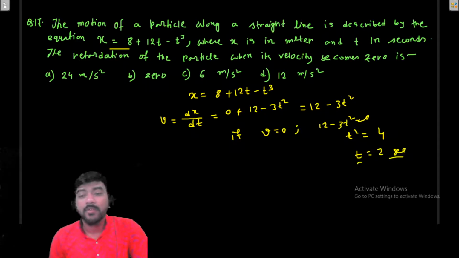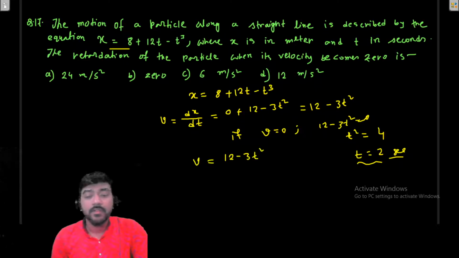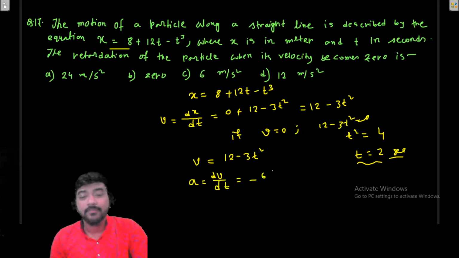So for this time, what will be the retardation? So we have to differentiate again with respect to time. So we have v is equal to 12 minus 3t square. Now if we differentiate again, then we will get acceleration. So a will be dv upon dt. So it will be minus 6t, and this negative sign indicates that it is retardation.